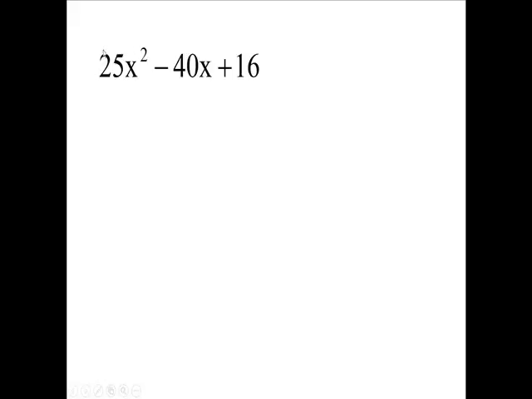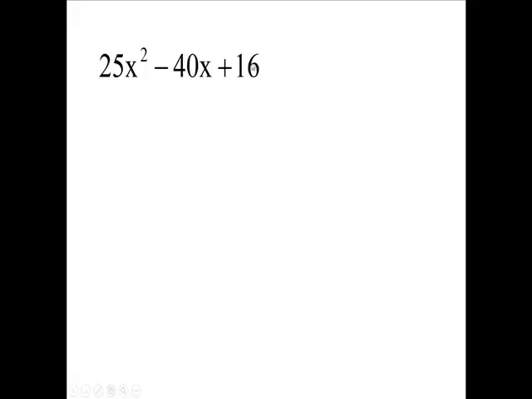When you think of 25, what do you think of? Do you think of 5x and 5x? And why do you think like that? Because the square root of 25 is 5, isn't it? So this is what's known as a perfect square number, and so is the 16.